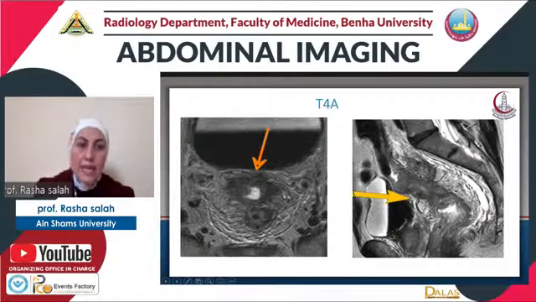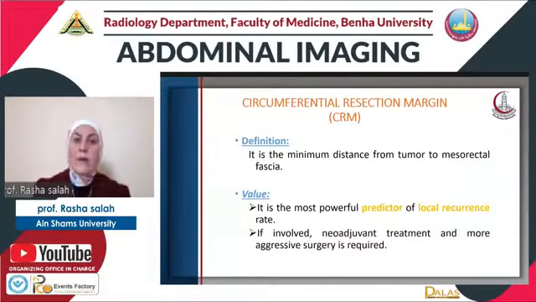And this is the axial oblique image performed perpendicular to this mass in this direction, and we can see that this is the infiltration of the peritoneal reflection. The peritoneal reflection in the axial images appears as a seagull appearance or the flying bird. This is the seagull appearance or the inverted V shape, and this is the infiltration of the peritoneal reflection in T4A tumors. What about the circumferential resection margin?